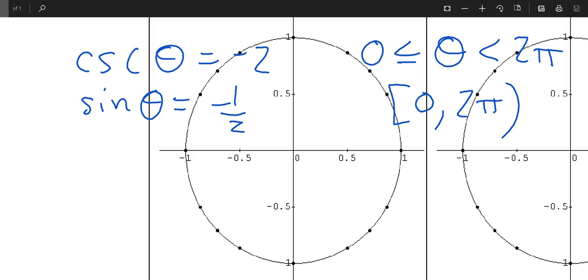Is sine an x value, a y value, or its slope? It's a y value. So, you know it's a y value. Where do you have y values on this circle that are -1/2? Would you tell me above the x-axis or below the x-axis? Below the x-axis. Draw a line through the entire circle that has this y value.